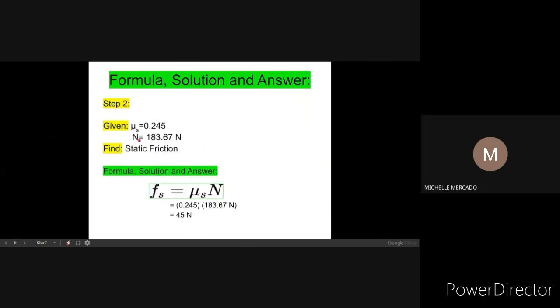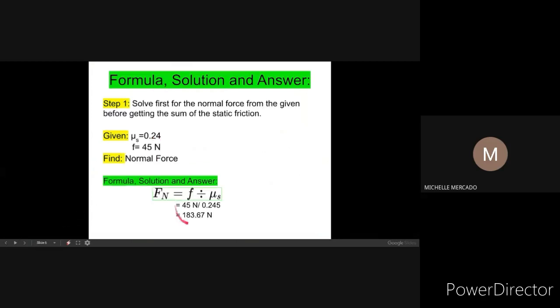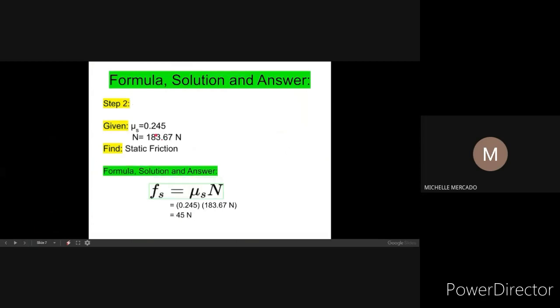Okay, so step 2, the coefficient of static again, 0.245. Then yung nakuha mo sa step 1 natin, which is the 183.67 Newton. Transpose mo dito. So, normal force is equals to 183.67 Newton. Then, we're going to find na the static friction.